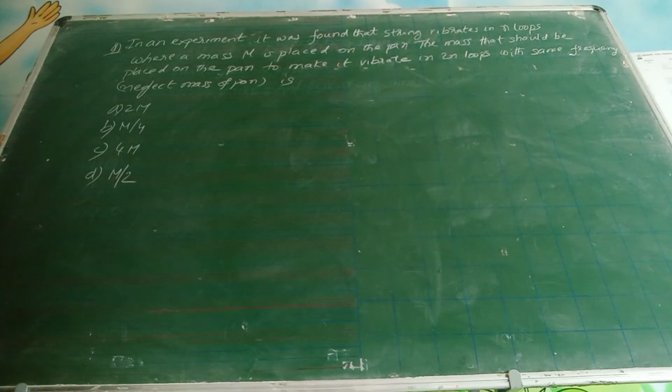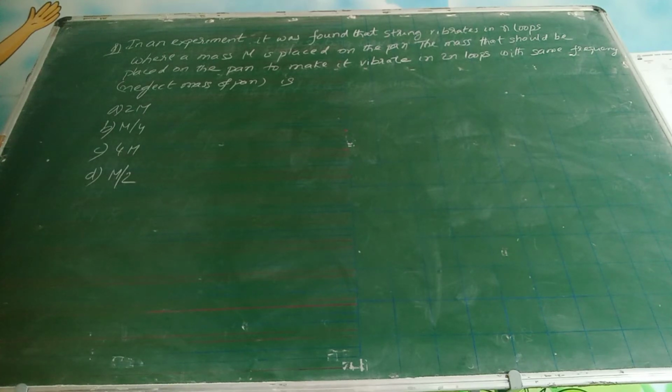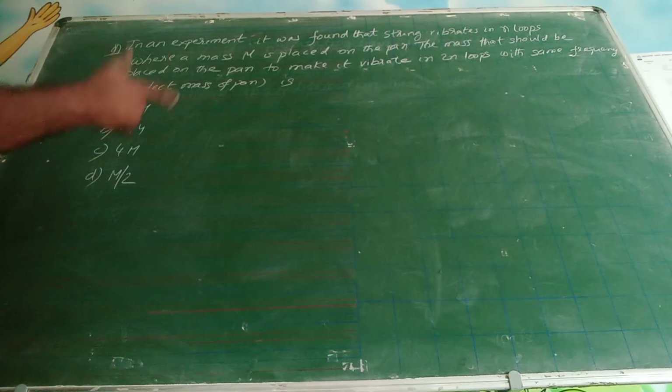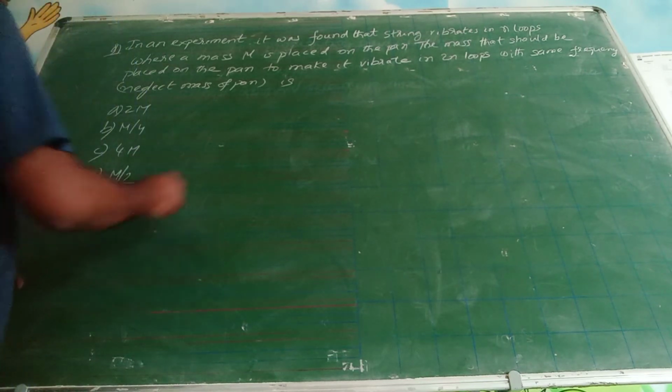In an experiment, it was found that a string vibrates in n loops where a mass m is placed on a pan. The mass that should be placed on the pan to make it vibrate in 2n loops with the same frequency, you can neglect the mass of the pan here, is. How much mass has to be added to that? No, it is like this.